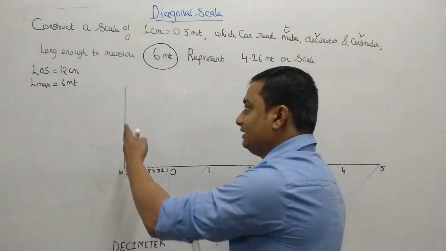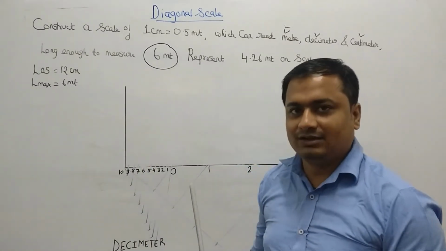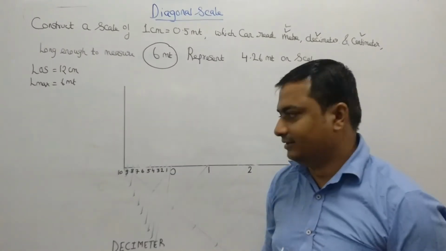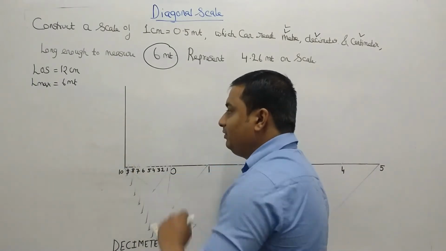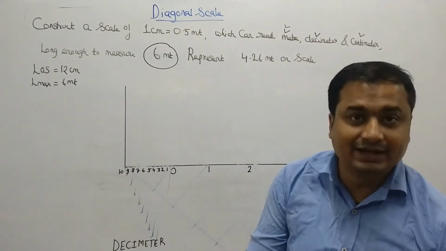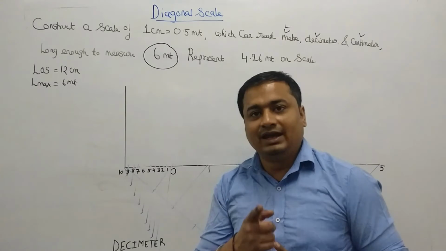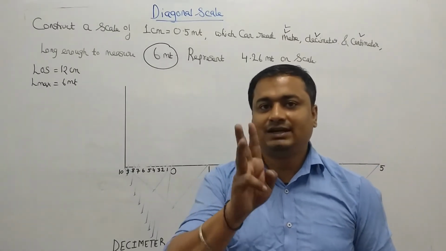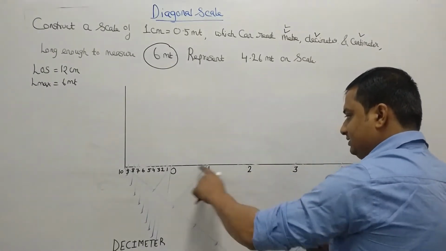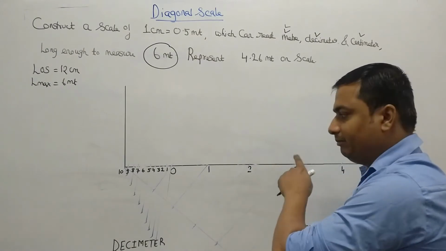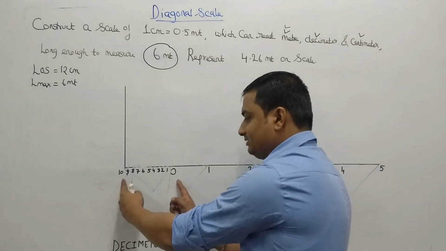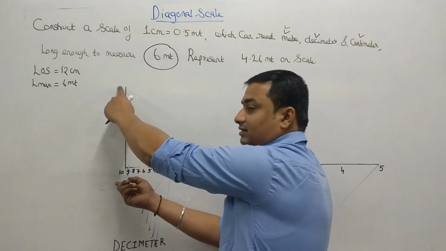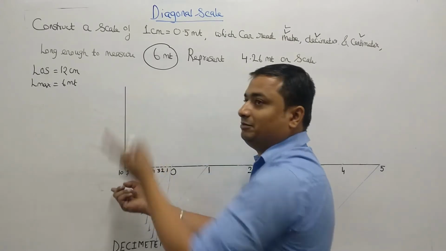Suppose I have taken this length as 5 centimeters. Then you have to divide this line again into an equal number of parts. As I have told you, in a diagonal scale we have to divide three times. First we have already done, this is the main unit or main division. This is the second subdivision. Now the third will come here, so this is the division of the subdivision.